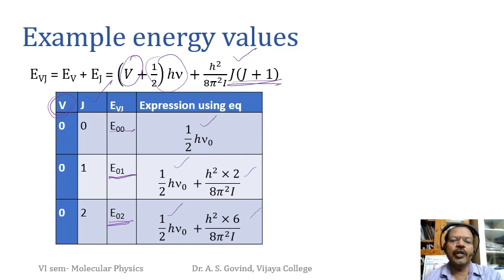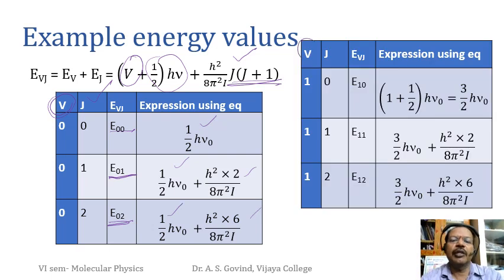Now, if you vary the other one, so we will put V equals 1 now and put different values of J. So it is written as E10, 11, 12 like that. So V equals 1 here becomes 1 plus half. So that is 1 plus half here. And J 0, so second part is absent. And because V is 1 for all of them, this part of 3 by 2 h nu naught is same for all of them. This plus J part varies because of different values of J. So these are example values.